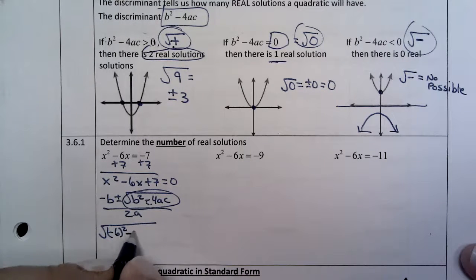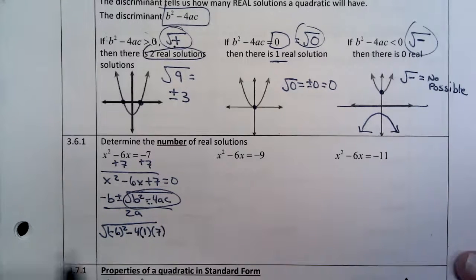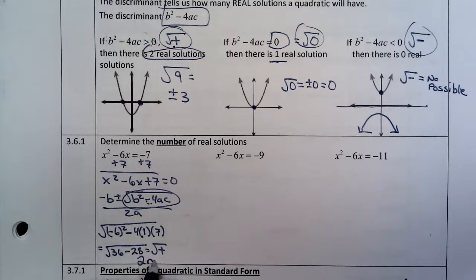Minus 4 times my a value, which is 1, times my c value, which is 7. And if you haven't moved this 7 over to make it positive, then remember, you're also going to get the wrong value. So that means I have the square root of 36 minus 4 times 7, which is 28, which gives me the square root of a positive number. So there are two real solutions, because when I take the square root of a positive number, I get both the plus and the minus.